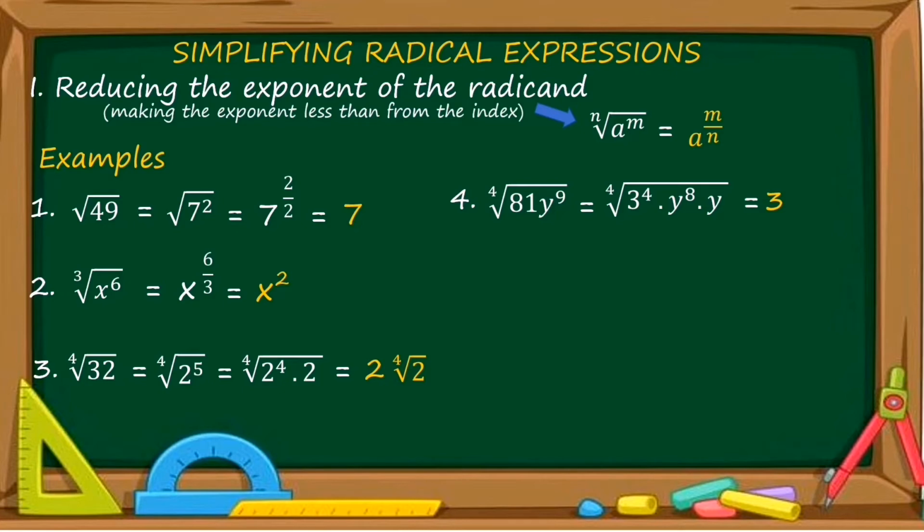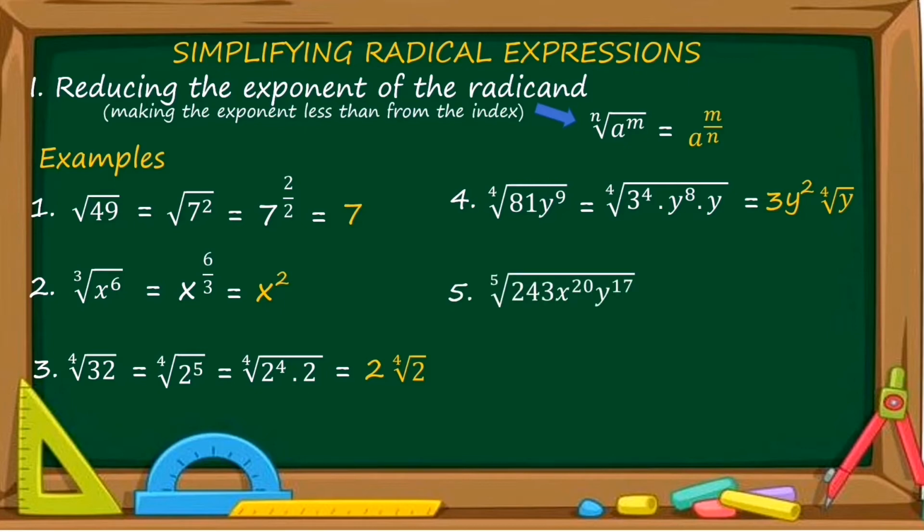Then the other one, y, as the exponent of 8 divided by the index, which is 4, will give us 2. Then that is y raised to 2. The other factor of y, which is y, will remain inside the radical expression. That is the fourth root of y. So our final answer is 3y squared, the fourth root of y.